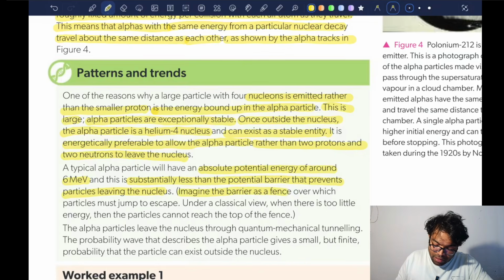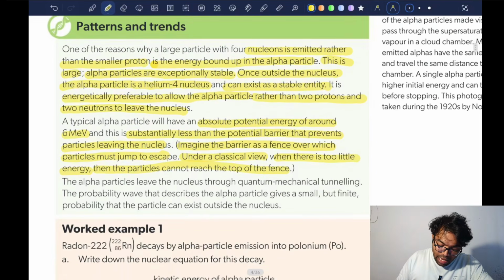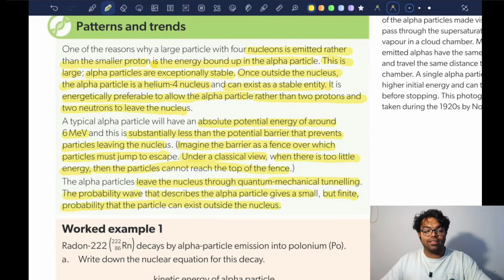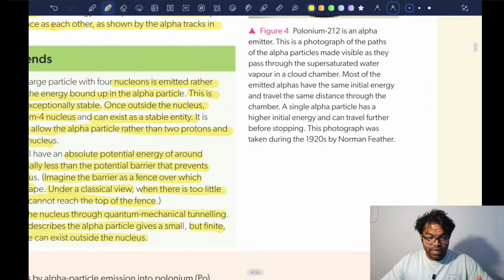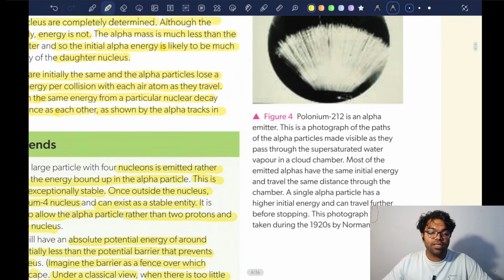Imagine the barrier as a fence over which the particle must jump to escape. Under a classical view, when there is little to no energy, the particles cannot reach the top of the fence. The alpha particle leaves the nucleus through a quantum mechanical tunnel. The probability wave that describes the alpha particle gives a small but finite probability that the particle can exist outside the nucleus. I think it's called quantum tunneling. I'm not that much of an expert in quantum physics. I know a little bit, but not to this extent.